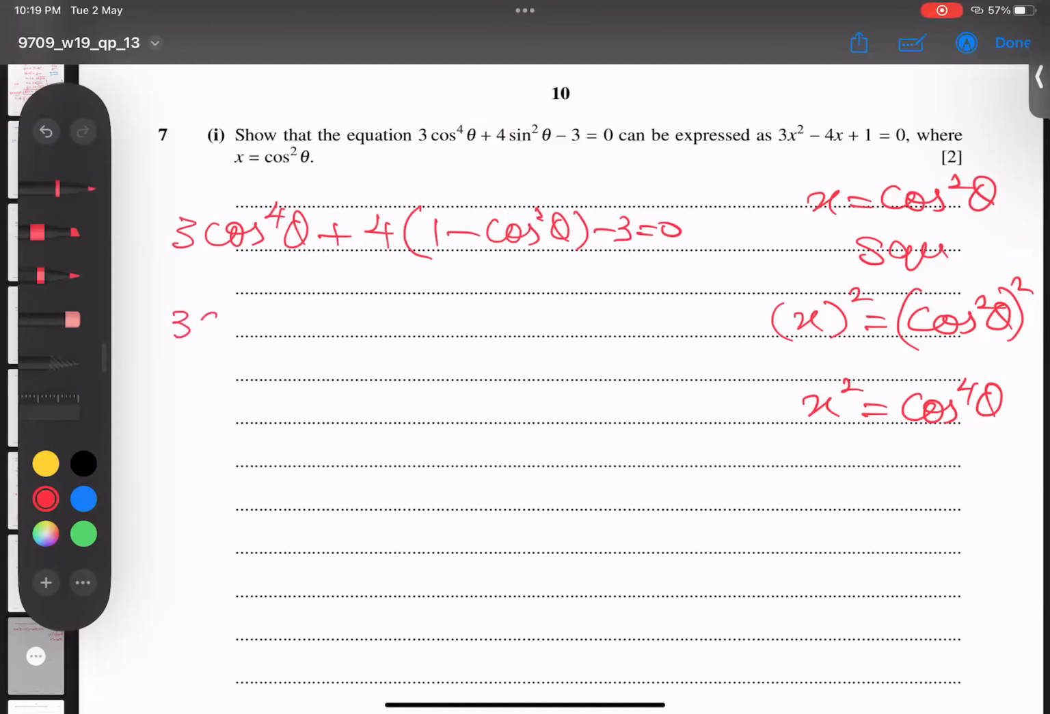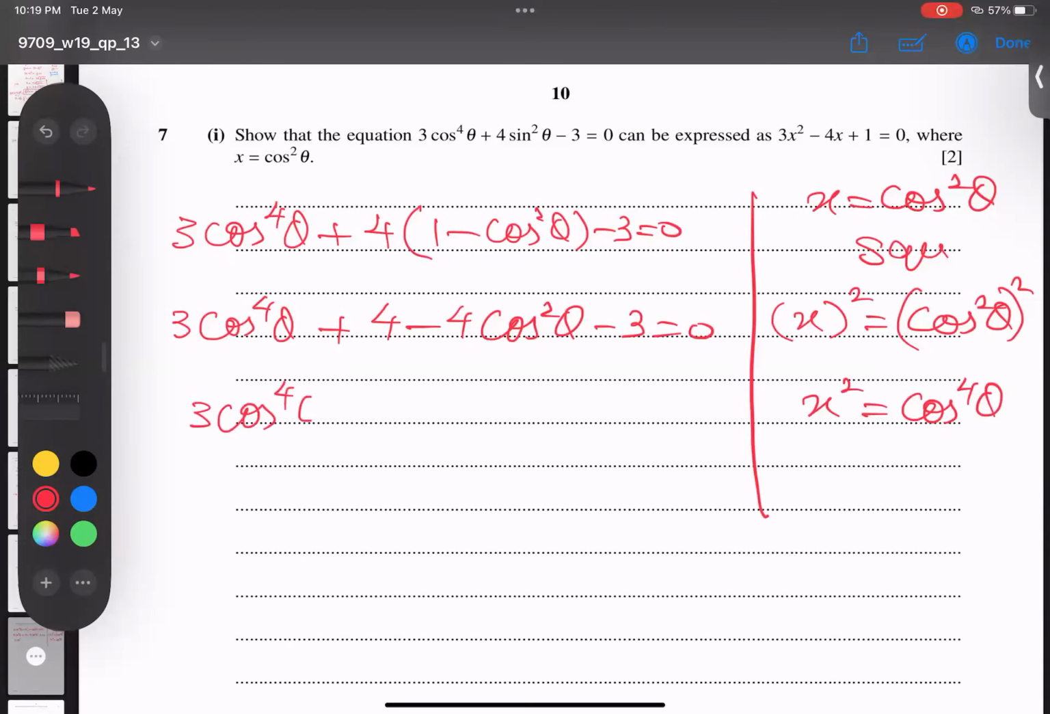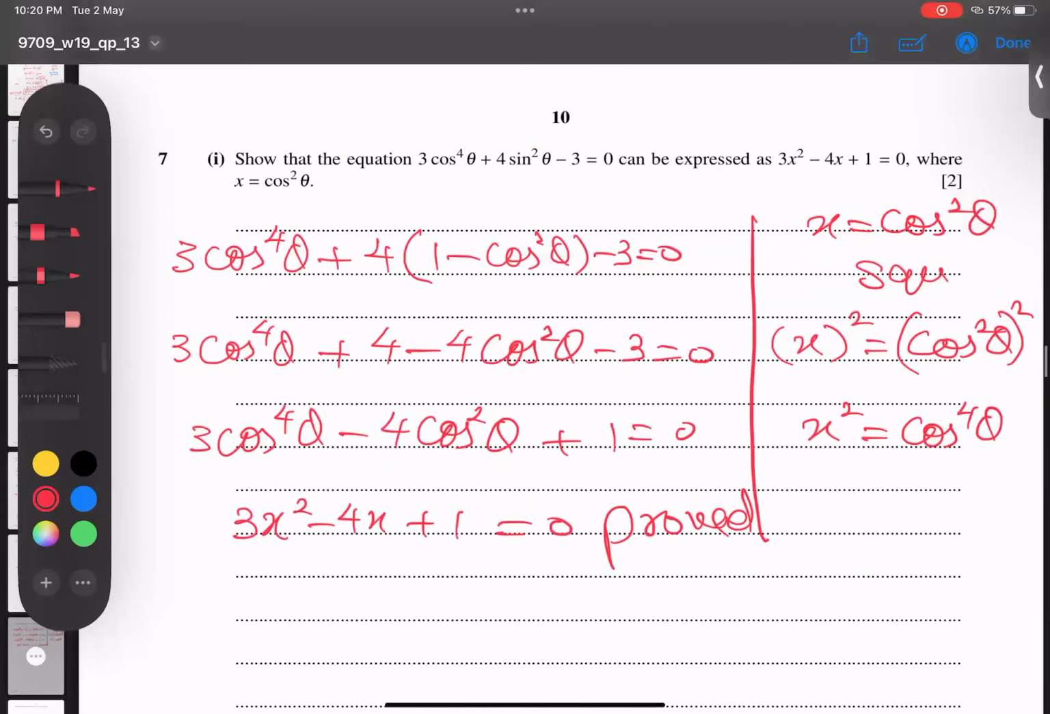Now students, so 3 cos 4 theta plus 4 cos square theta minus 3 equal to 0. Okay, 4 cos 4 theta minus 4 cos square, and this is giving us plus 1. These two values plus 1. Now we replace this value by x square and this one by x. So proved. I believe this part is okay.